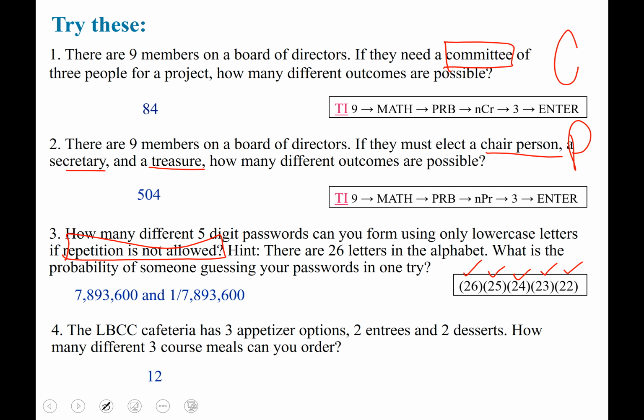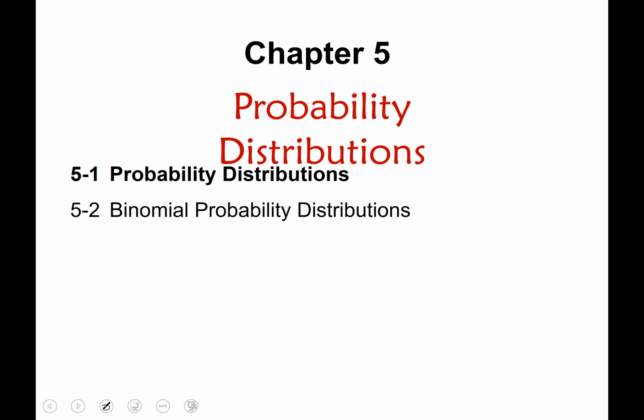Last one, if you put 12, you got it right. Fundamental counting rule again. 3 options to choose from, then 2, then 2 more. And that will conclude our discussion on section 4.4.